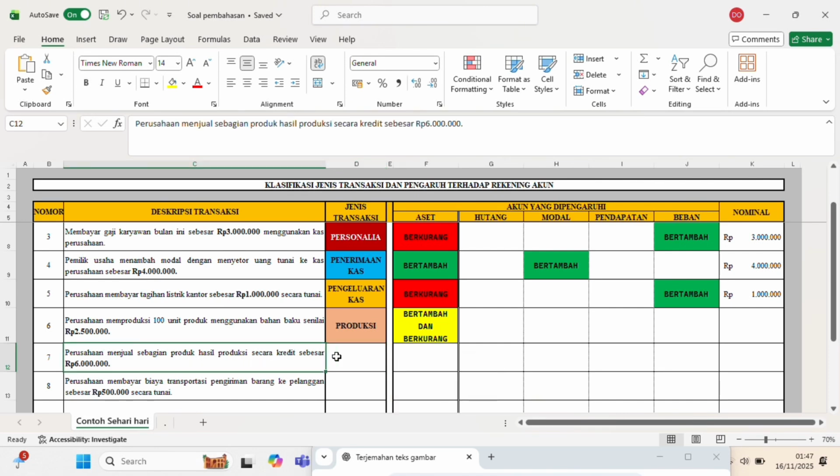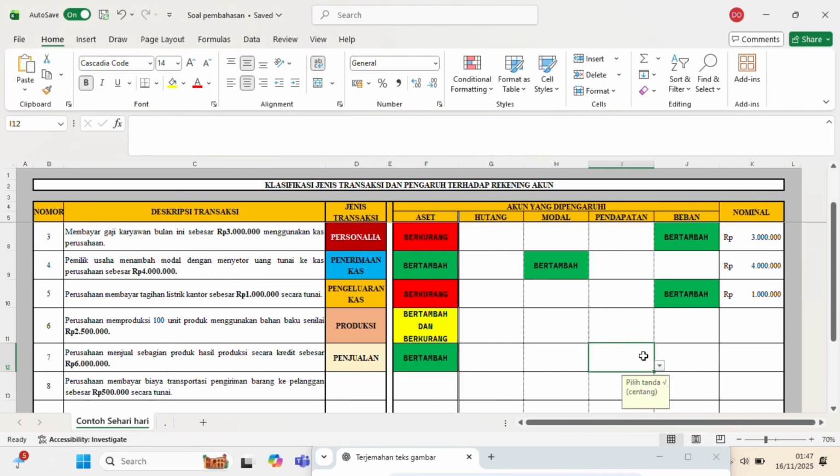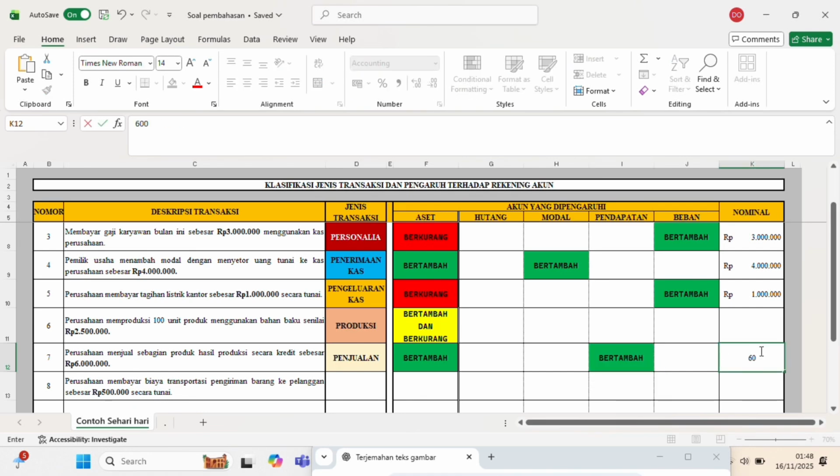Number 7. The company sold part of its finished product on credit for 6 million. Selling on credit means this transaction is categorized as a sale transaction. The accounts affected are accounts receivable, an asset, which increases, and sales revenue, which increases, amount 6 million.